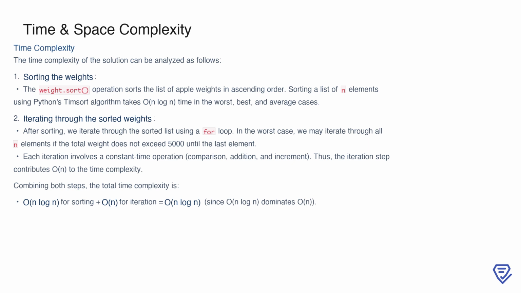Once the list is sorted, we then iterate through the weights using a for loop. In the worst case, we might need to process all n elements if the combined weight stays under 5,000 until the final apple. Each iteration involves simple operations like comparison, addition, and increment, all of which are constant time operations, so this step contributes O(n) to the time complexity. When we combine these 2 steps, the sorting step, O(n log n), dominates the linear iteration step, O(n). As a result, the overall time complexity of this solution is O(n log n).